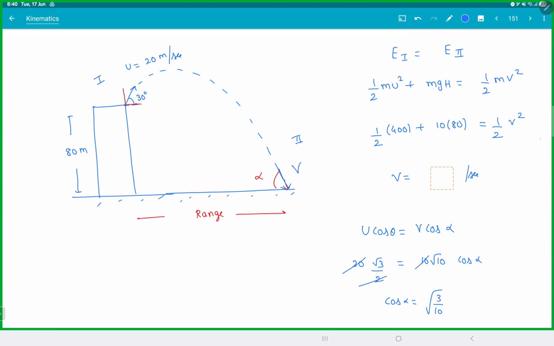Yeah, it's a mistake. Kitna tha then? 20 root 5. Sahi tha. I goofed up there. This is 20 root 5. How much is that? Root 3 by 2 root 5. Theek hai. You're right. Calculation mistake.